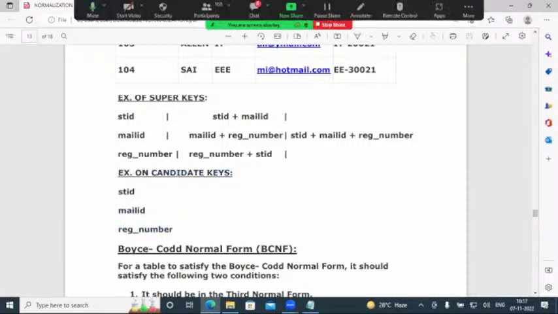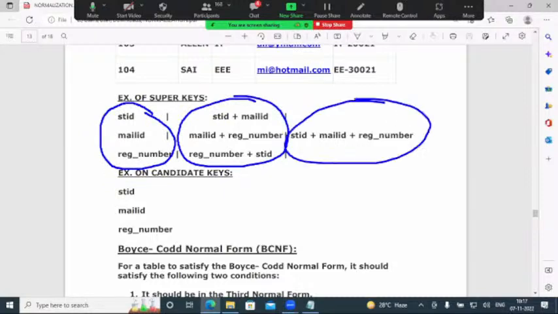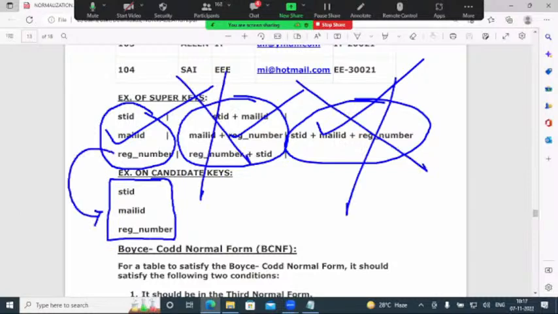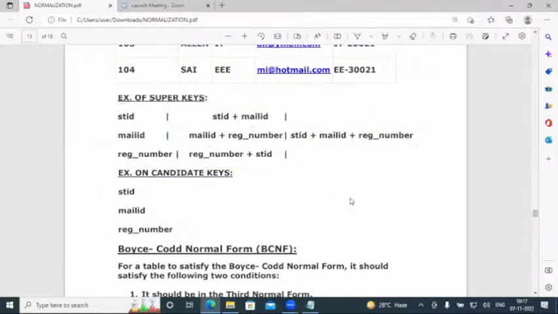So finally, these are super keys, individuals. Any 2 combinations of super keys, any 3 combinations of super keys, these are all super key examples. But whereas candidate key, what now? Individual super keys are called a candidate key, but not combinations. So candidate key examples are student ID, mail ID, registration number. These 3 individually we call candidate keys. Okay, now super key, candidate key.